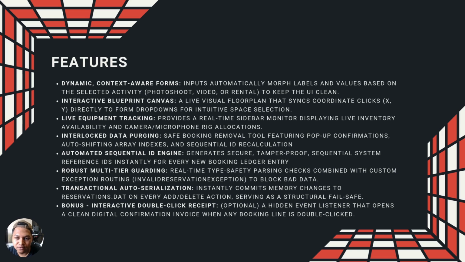My name is Muhammad Zulfahmi. Now I will explain the features. The Smart Studio system contains several useful features. These include dynamic form, an interactive blueprint canvas, live equipment tracking, booking removal function, automatic booking ID generation, data validation, and automatic data storage. These features help improve efficiency, reduce booking conflict, and provide a better user experience for both staff and customer.